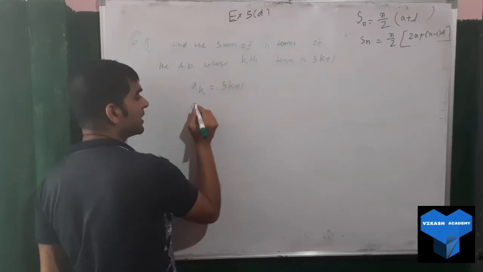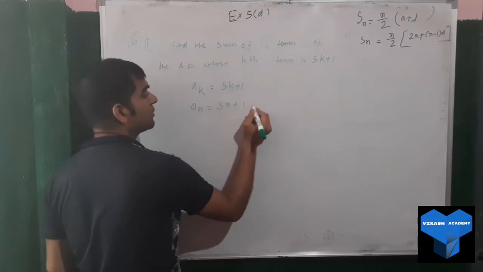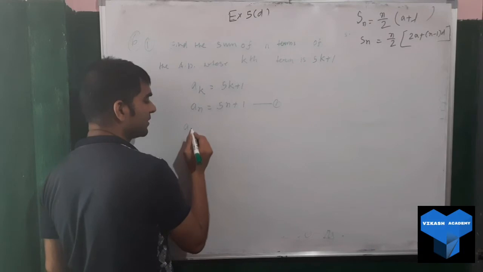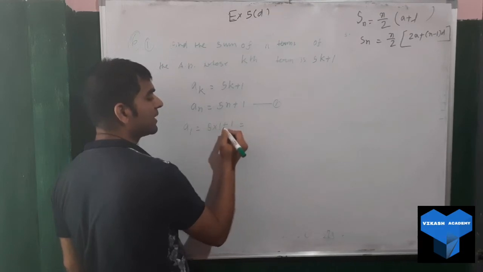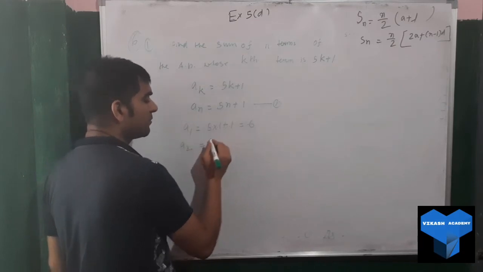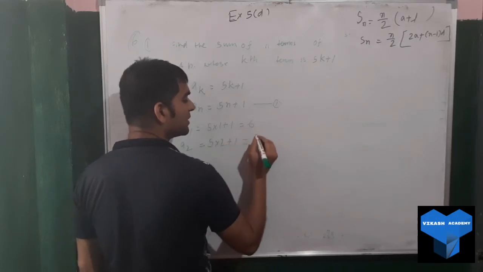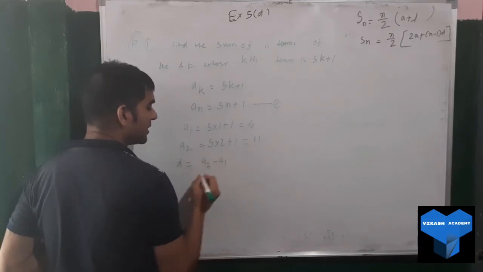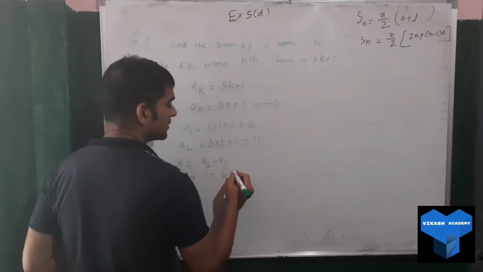So a_n we can easily get: in place of k you can put n, so it will be 5n plus 1. So we got this equation. From this we can easily find the first and second terms. a1 will be 5 into 1 plus 1, so 5 plus 1, it will be 6. For a2, put n equal to 2, so 5 into 2 plus 1, it will be 11. Now find the difference, a2 minus a1, so 11 minus 6, it will be 5.